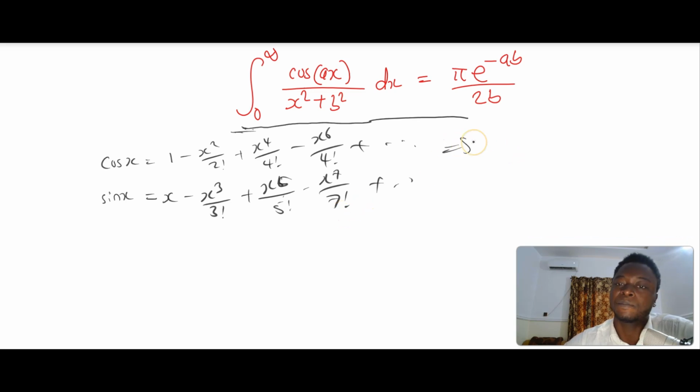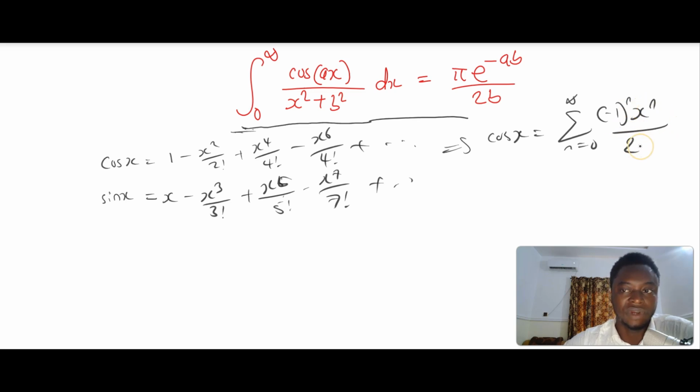So basically, cosine of x is the sum as n runs from 0 to infinity of negative 1 to the n, x to the 2n over 2n factorial. So this is the series for cosine of x, because when n is 0 we recover 1, and when n is 1 we recover 2 at the bottom here, and just x squared at the top. Okay, x to the 2n, yes, it will be x to the 2n. So basically, if we plug in the series for cosine of ax, you would have the integral.